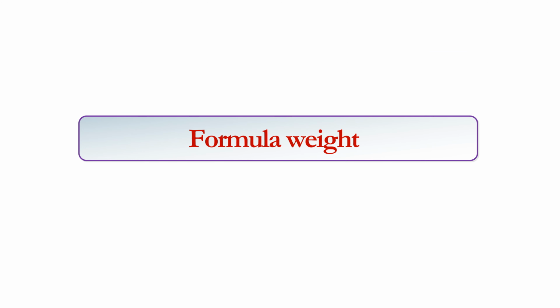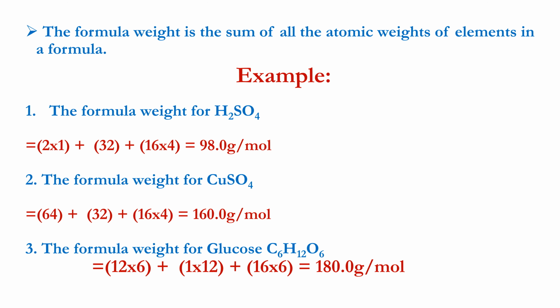Now we look at formula weight. What is a formula weight? The formula weight is the sum of all the atomic weights of elements in a compound. So if you are asked to calculate the formula weight for H2SO4, you need to add all the atomic weights of the different elements that are present in this compound. You also need to take into account the subscripts.